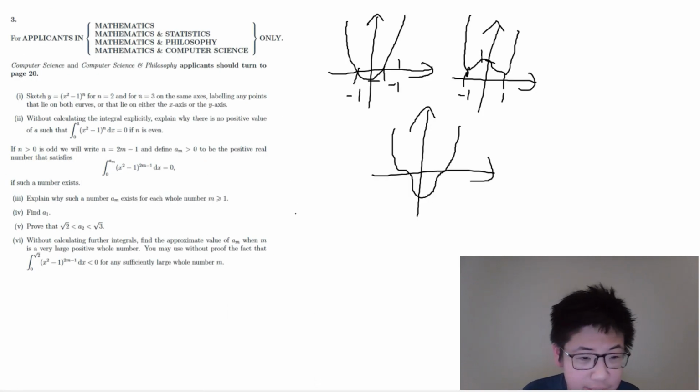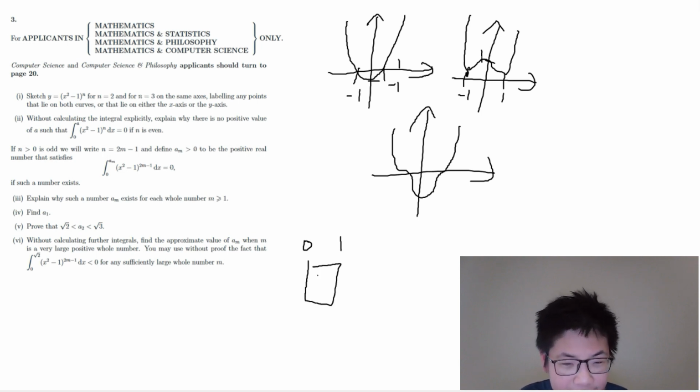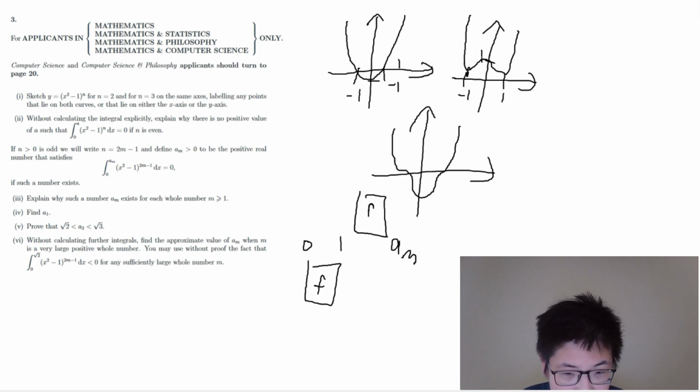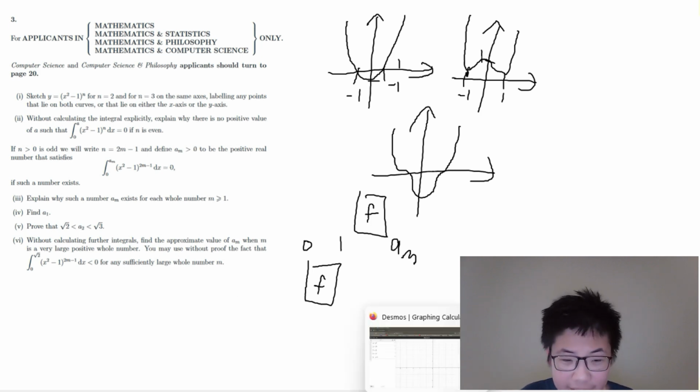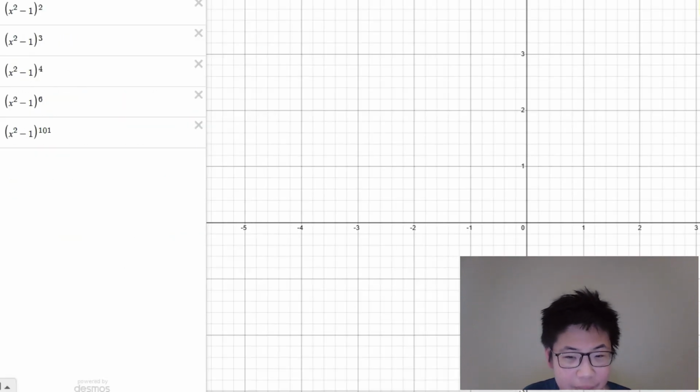If n is greater than 0 and odd, we will write n as 2m minus 1 and define this. Explain why such a number exists. It is because from 0 to 1, there will be a finite area in here. And then from 1, you would say a_m. There's another finite area. And since the total area from 1 to infinity is infinite under this, a_m exists for each whole number m greater than 1.